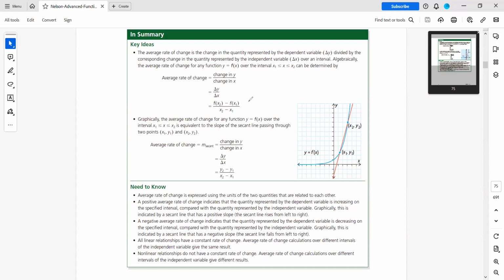Okay, take a moment to copy this down, okay? Let me know once you finish, and we'll move on to a few more examples.